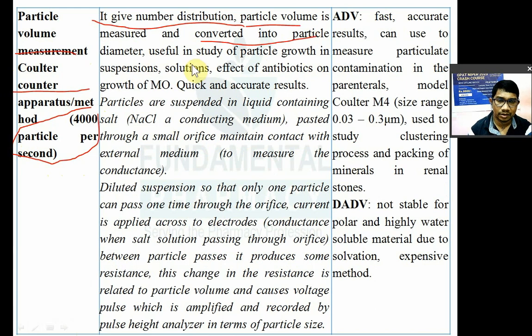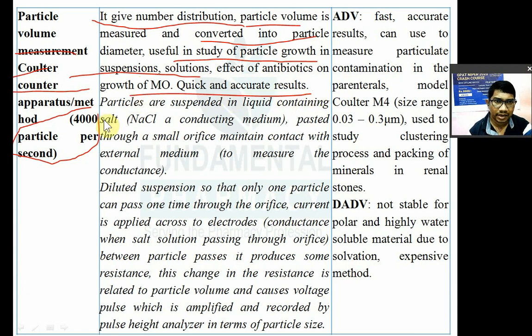Now it is useful in the study of particle growth in the suspension and solution. Coulter counter method क्या है? Useful in the study of particle growth in the suspension and solution. Also useful is the study of effect of antibiotic on the microorganism. This Coulter counter method is quick and accurate. ये जो Coulter counter method होता है, it is a quick and accurate. It gives accurate result.